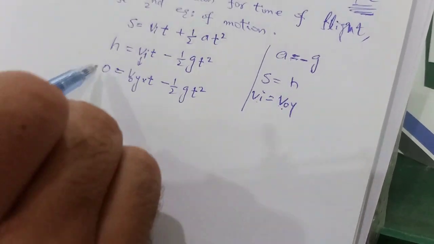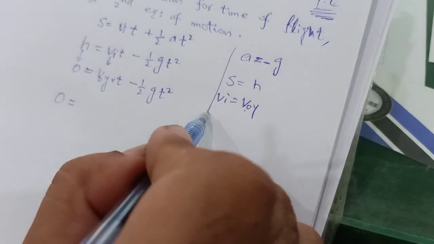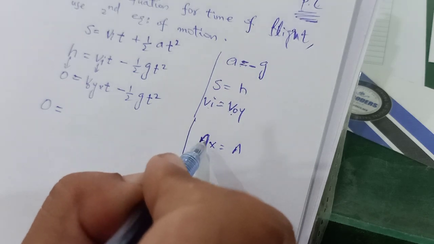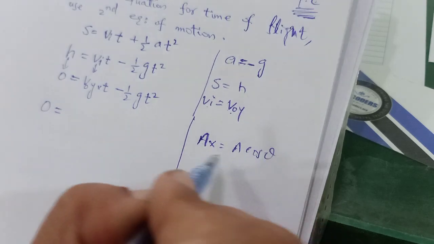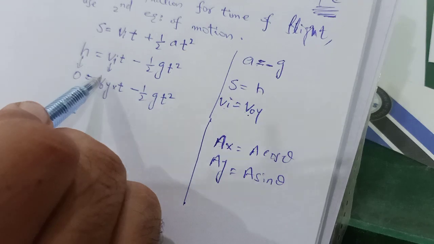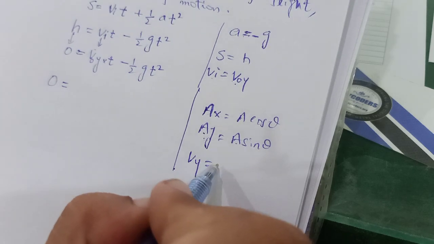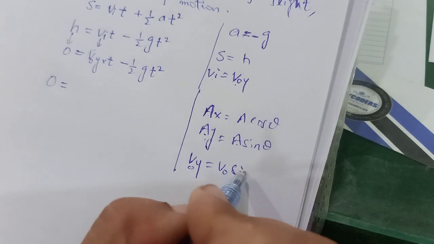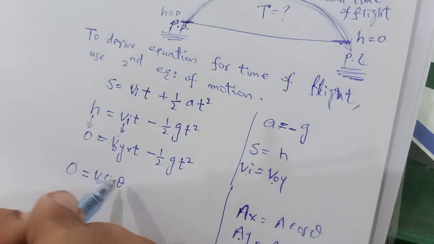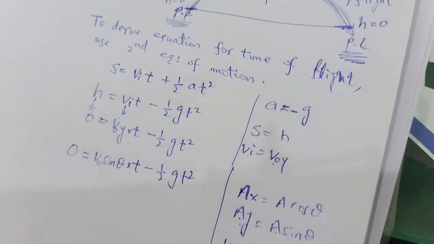Put zero for height. Now let's proceed. As we know, we have already studied that the x component of a vector: if you have a vector A, its x component is A_x equal to A cos theta, and its y component A_y is equal to A sin theta. So here the vector is not A but the vector is v, velocity. So as A_y is A sin theta, v_y, that is v naught y, will be v naught sin theta. So put v naught sin theta for v naught y, multiplied by t as it is, minus half g t squared as it is.